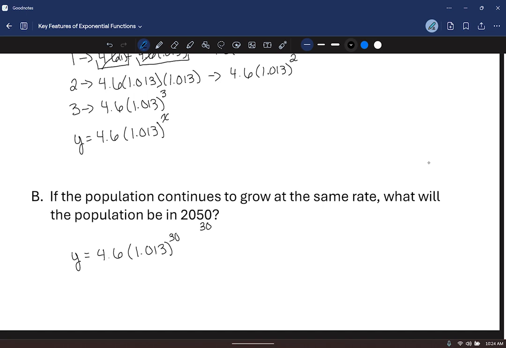And that's going to give us 6.78. I'm going to round that. And then our unit of measure is millions. So 6.78 million people.